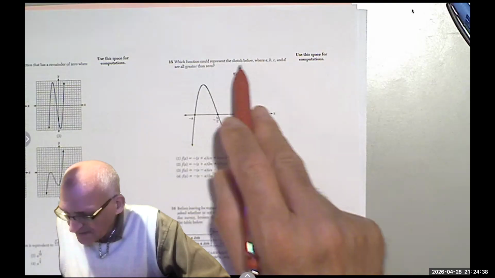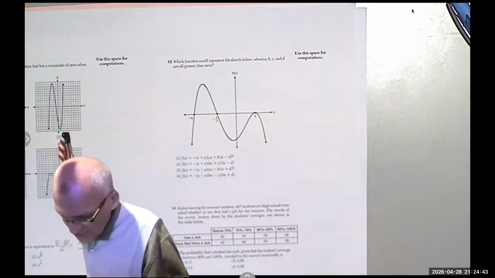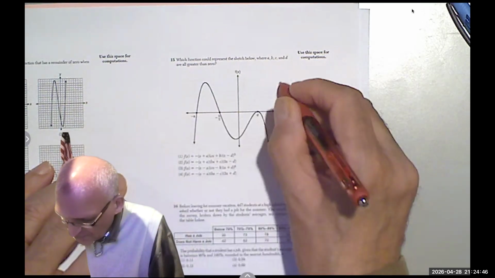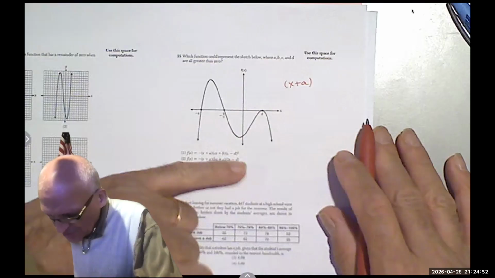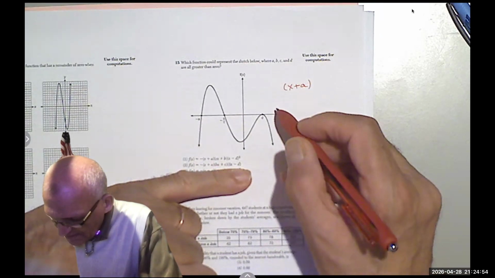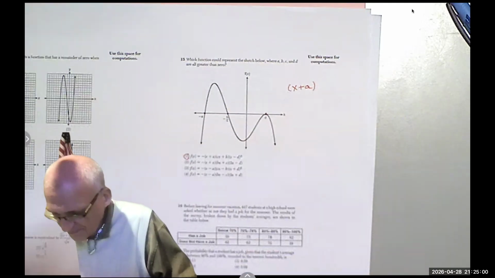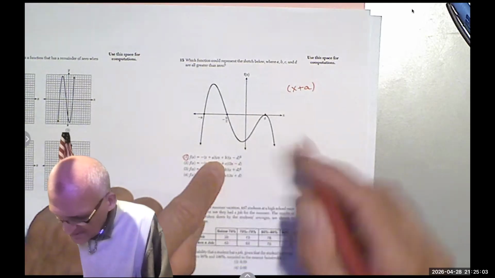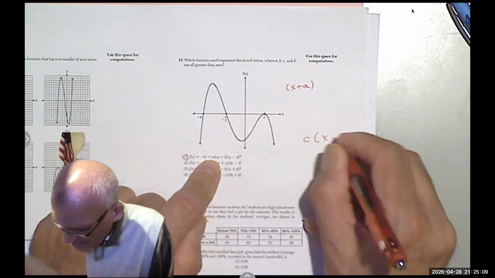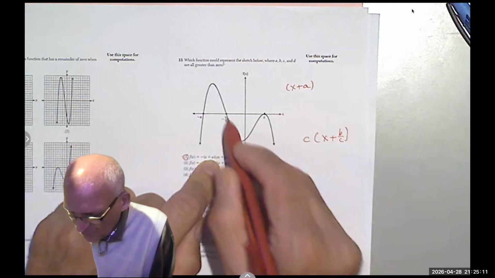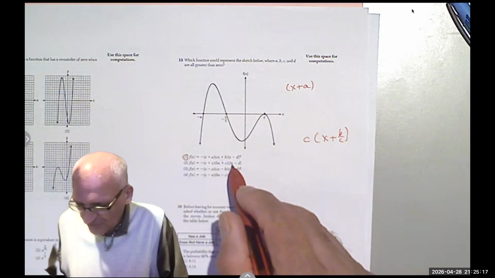Which function could represent the sketch below where a, b, c, and d are all greater than 0? Okay, so each one of them has to have a term x plus a, so I exclude the next two. Both have to have minus d, so it must be 1. And you say, oh, but what is that? This is cx plus b. So if you factor c out, it will become x plus b over c. And you have a negative b over c, so yes. But you don't need to do that since this is d.